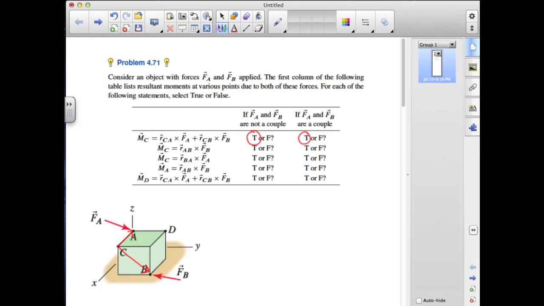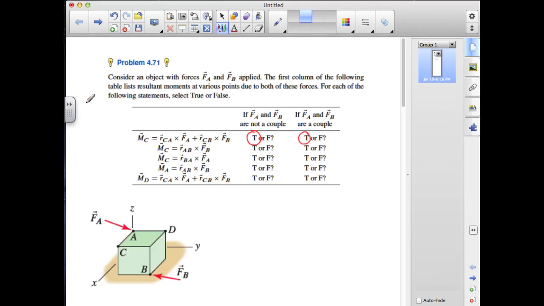In our introduction to the couple, we took a moment about C just like this and used the fact that RCB was equal to RCA plus RAB, and then used the equal and opposite forces to eliminate the original position vectors that reference the point C. But it's still a valid definition. It doesn't matter whether the pair FA and FB are not a couple or whether they are a couple. It's true in both instances.